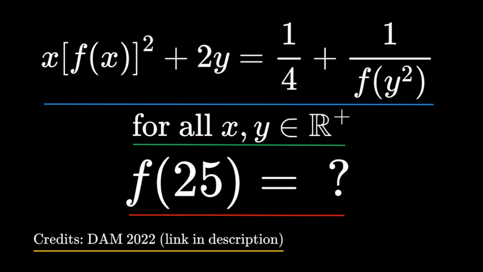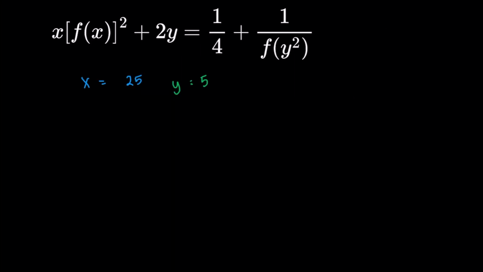So yes, we do have a functional equation, but we're not really asked for the function, we're asked for a specific value, in this case f of 25. So one obvious method is to substitute x to be 25 and y to be 5. Why 25 and 5 to be specific? Because the f of x here becomes f of 25, and then the f of y squared here becomes f of 25 as well. So I could just treat it as an equation and solve for f of 25.